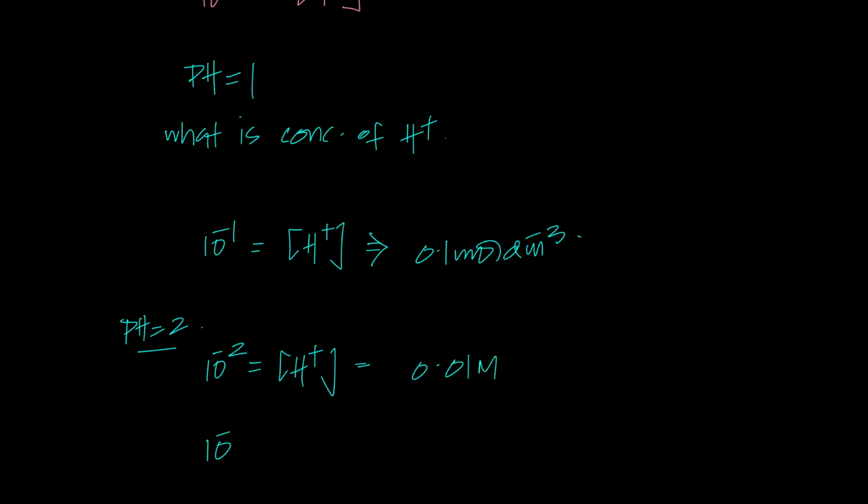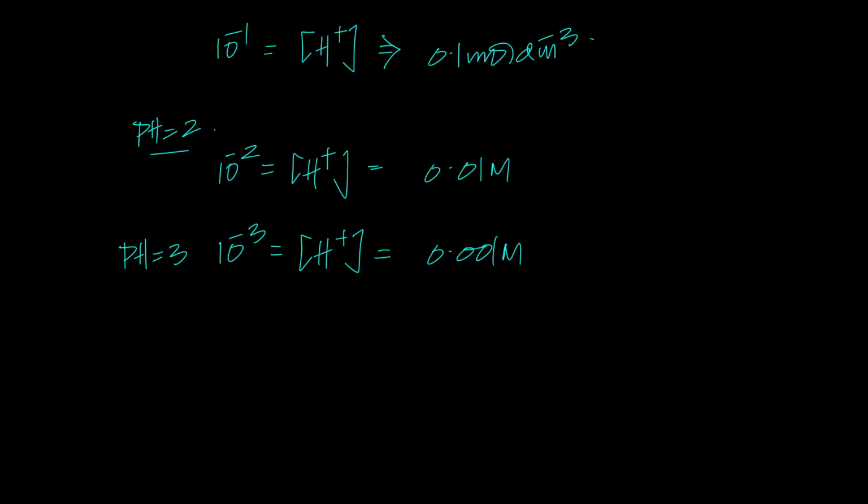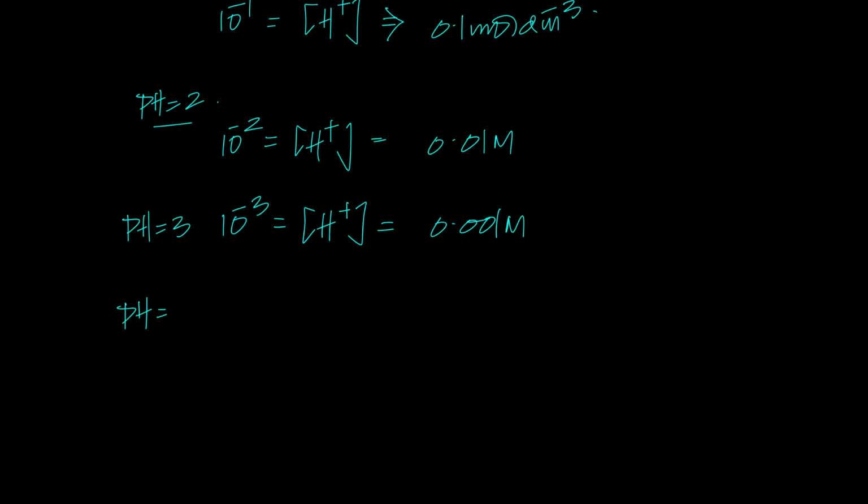What if I have pH 3? What would be the concentration of hydrogen ions if you have pH 3? 10 raised to the power -3 would be the concentration of hydrogen ions, which is what? 0.001 mole per dm cube, all molar, right? What if you have pH 4? It is going to be 10 raised to the power -4. Whatever pH you have, 10 raised to the power of negative that particular pH would give you the hydrogen ions concentration, which is what?